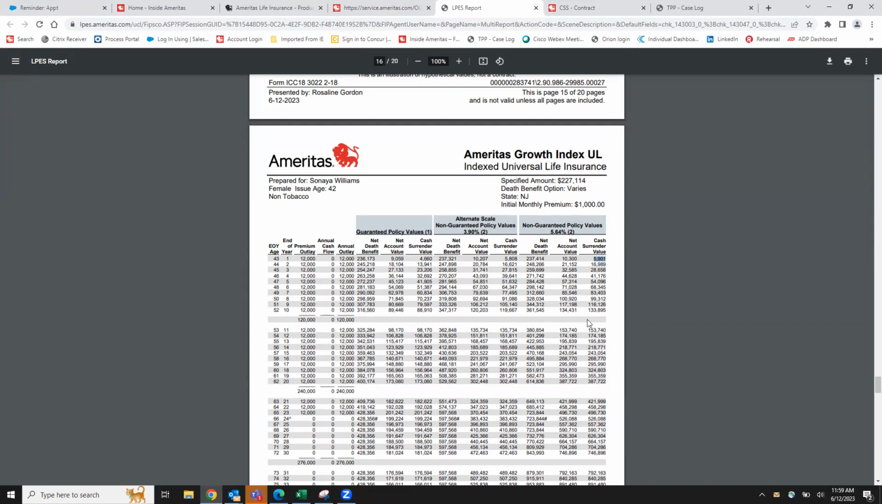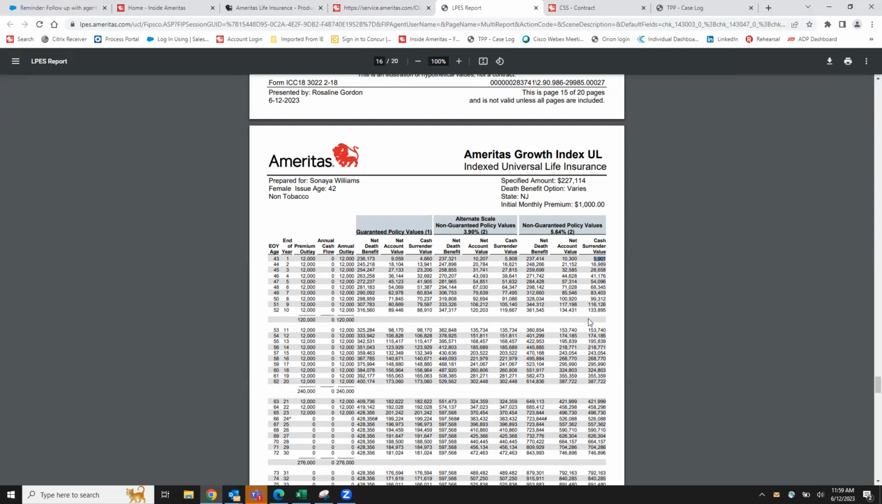So what we have done is we have taken as little of her money to buy life insurance as humanly possible. The bulk of her premium will be going toward the account value, because the more death benefit you buy, the more it costs, right? That makes sense, right? Well, this is no different.